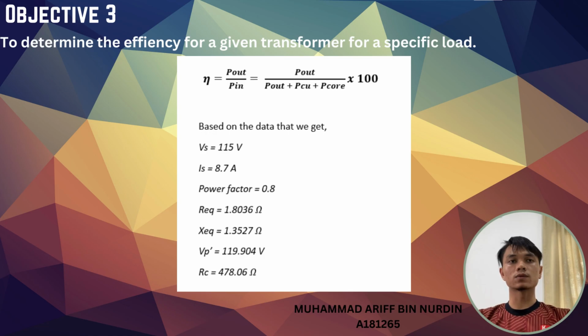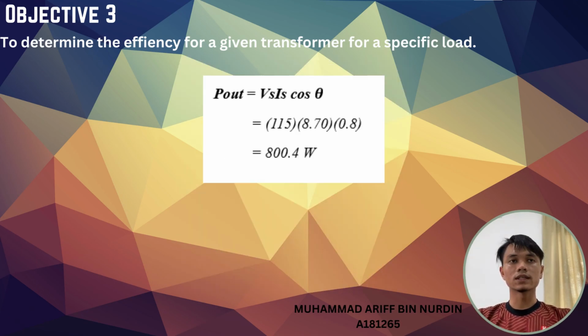R equivalent is 1.8036 ohm and X equivalent is 1.3527 ohm. The primary voltage is 119.904 and Rc is 478.06. Firstly, we need to get P out. We can get P out by using formula Vs multiplied by Is multiplied by cos theta. For this formula, we get 800.4 watt.